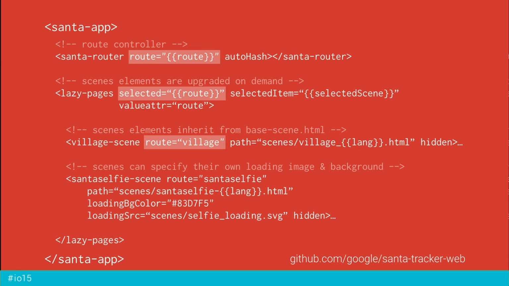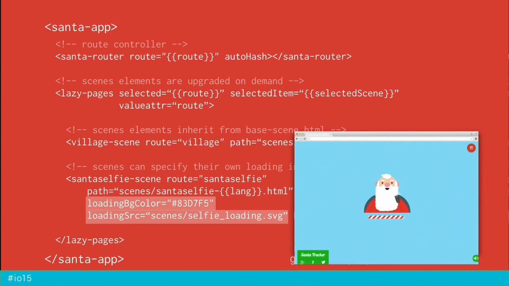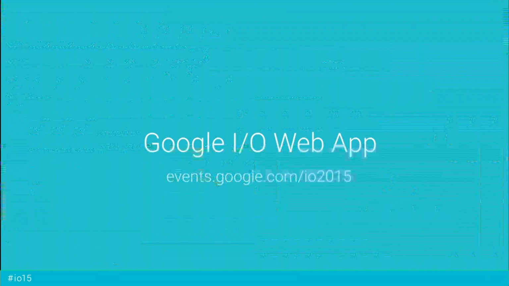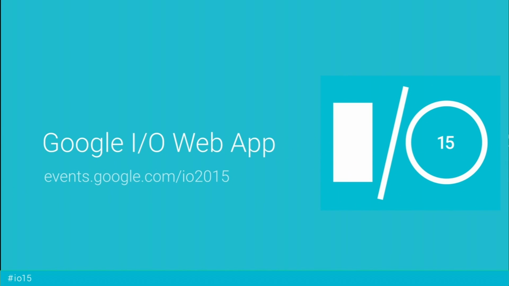We created this lazy pages element. When a user selects a new scene, we dynamically load that scene. So all the JavaScript, all the CSS comes along on the fly. We were also super declarative throughout the entire project. So in the loading sequence, when you load a new scene, we're allowing the scene to define its own background image and its loading color. So we're being declarative with HTML attributes. So that's Santa Tracker. I want to focus the rest of my time on the Google I/O web app.